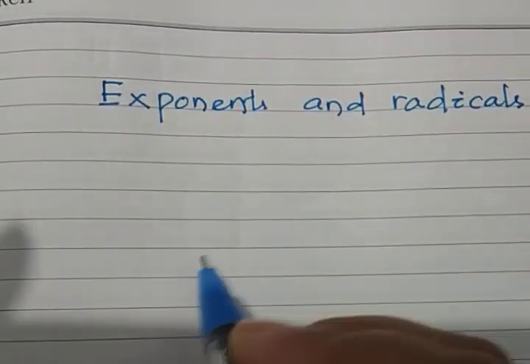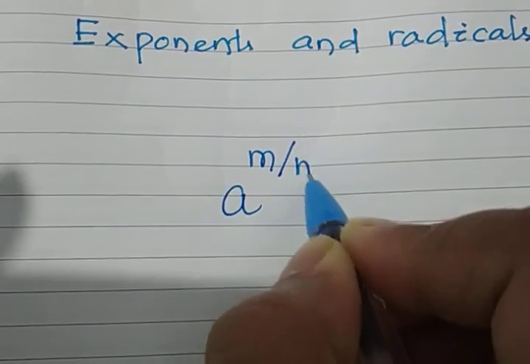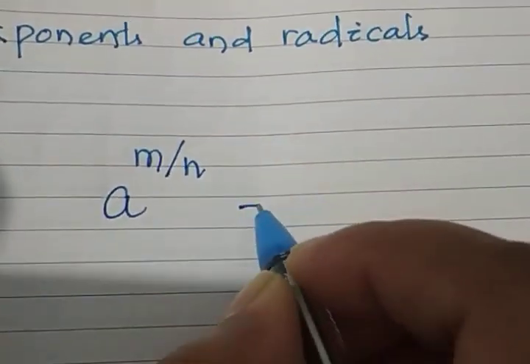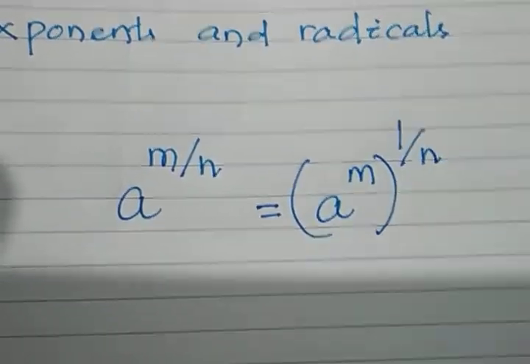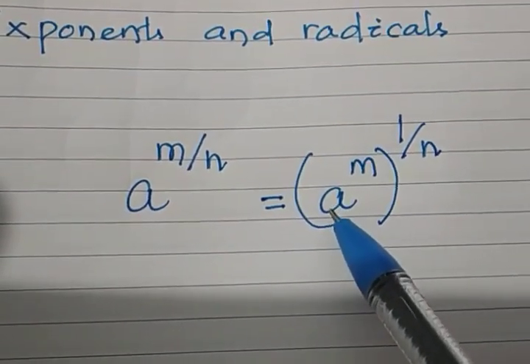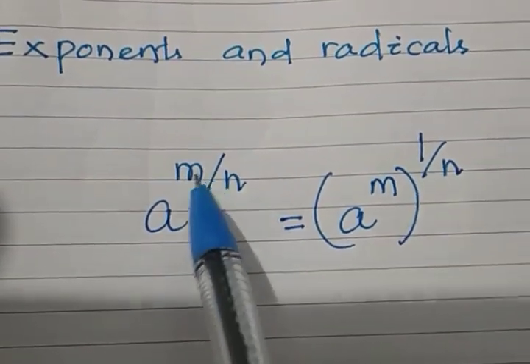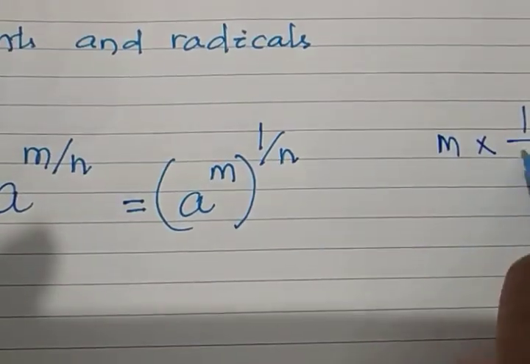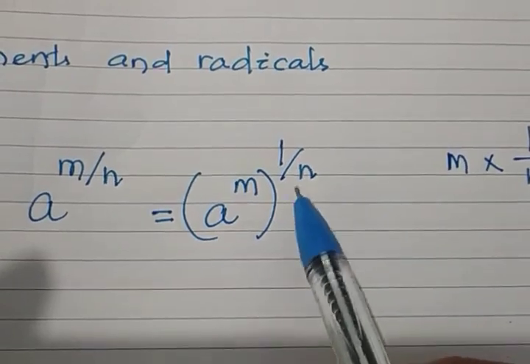Suppose we take a to the power m by n. Can I write it as a to the power m, whole to the power 1 by n? Yes, because we have learned in class 7 that x to the power m to the power n is equal to x to the power m into n. So this m by n can be written as m into 1 by n, and that can be written as a to the power m to the power 1 by n.